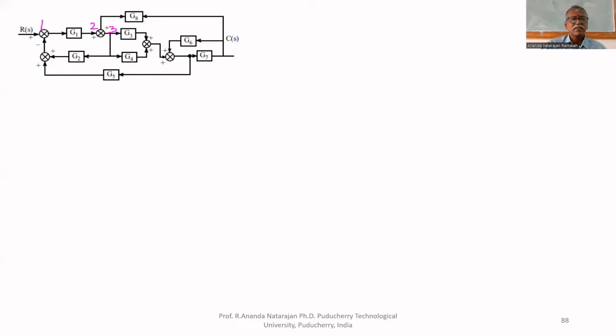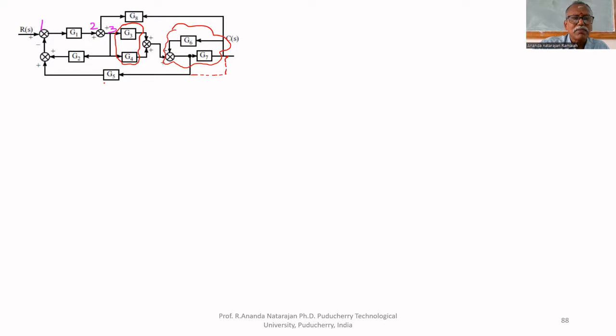Block diagram reduction technique. Let us once again see. Here, G3 and G4 are in parallel. That's why we can add them together: G3 plus G4. We cannot simplify this part yet, because there is a takeaway point that should be moved from here to here.